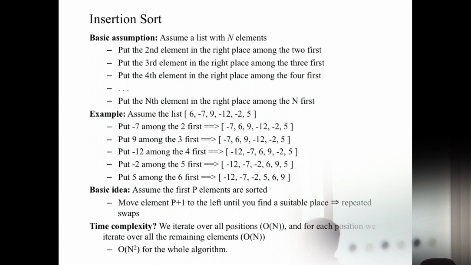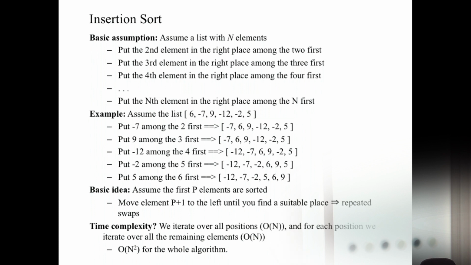So we start from the second element and we place it in the right position among the first two. Okay, so it means that if you have an array like this, 6, -7, 9, 12, you take this -7 and compare it with the first element, and you see if it's smaller, then you replace it with this one. Otherwise it will remain at its own position.